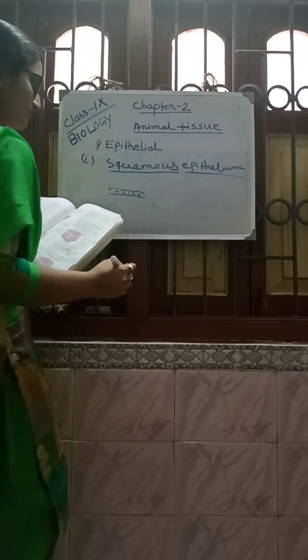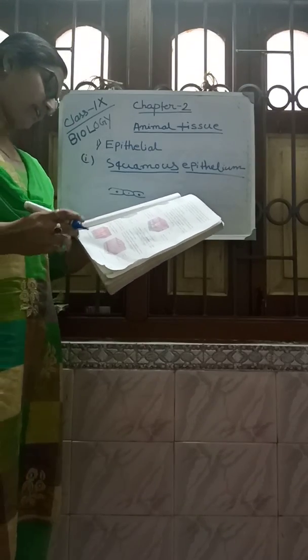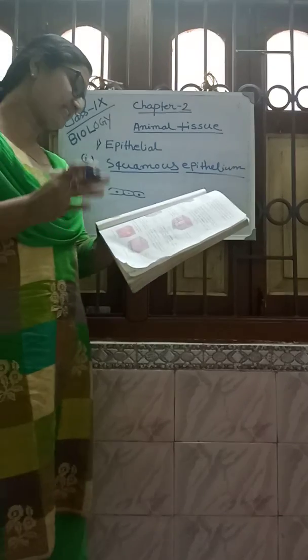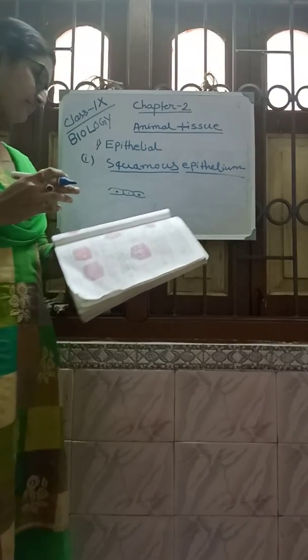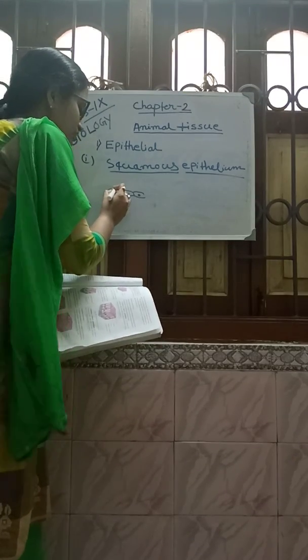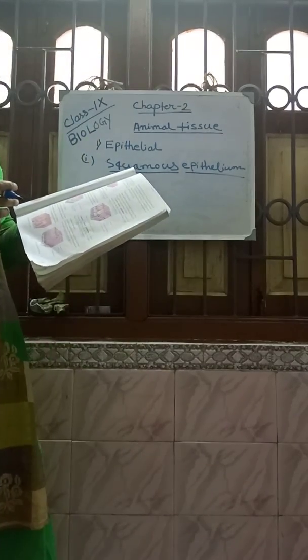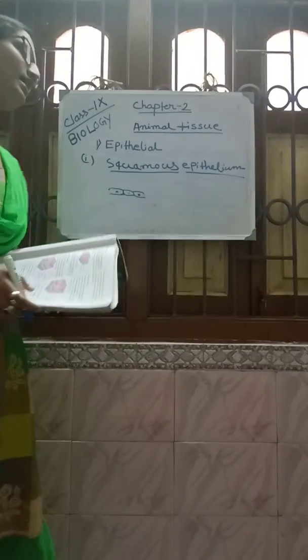This is called the squamous epithelium. The squamous epithelium lines the blood vessels, lymph vessels, Bowman's capsule, the lining of the mouth, nasal cavity, and the alveoli of the lungs. This is the structure to remember properly, along with two or three locations. The function is that it protects the underlying parts from mechanical injury and germs.